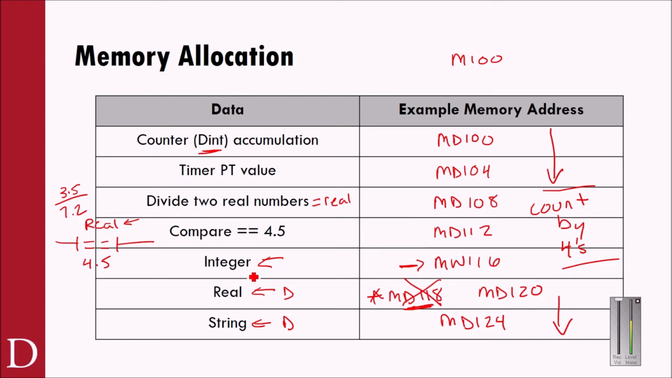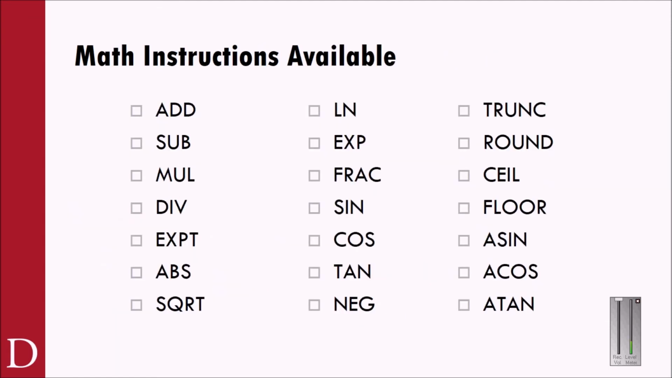What if somebody at some point decides, actually this shouldn't have been an integer, that should have been a real number, and they go ahead and change that to an MD116, and this is an MD118. Now you've got memory overlap. So by counting by 4s, you just eliminate any possibility of memory overlap in the future.